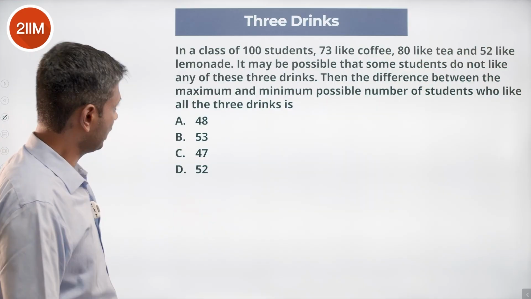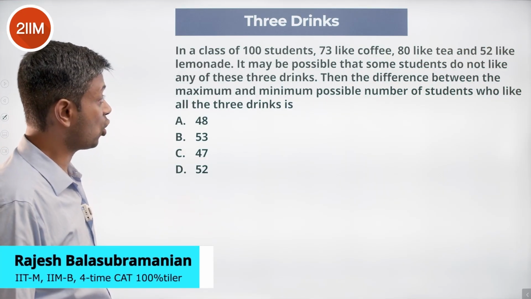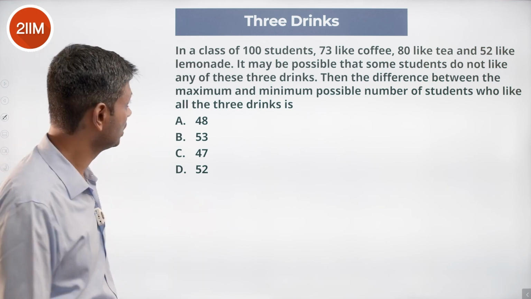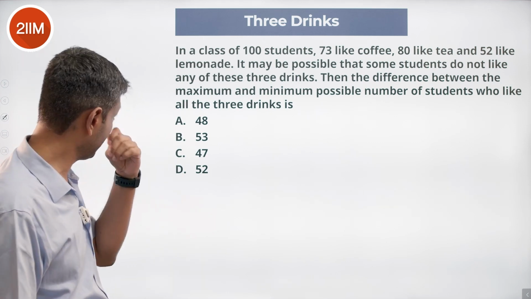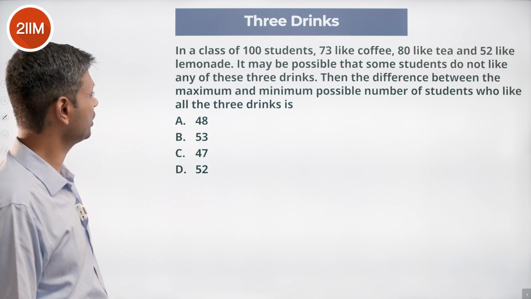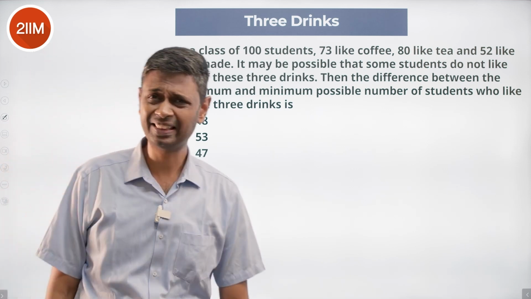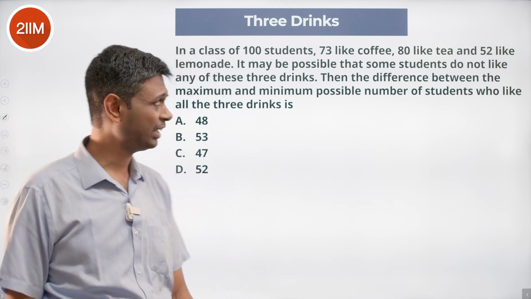Doable question. In a class of 100 students, 73 like coffee, 80 like tea, and 52 like lemonade. It may be possible that some students do not like any of these 3 drinks. The difference between the maximum and minimum possible number of students who like all the 3 drinks is a pain in the neck question. Right? So very tough, very time consuming.